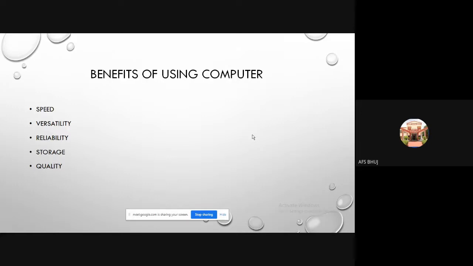And the next one is storage. We can store a large amount of data in a computer, so lots of information we can store. The next one is quality. By using a computer we can create high quality documents, high quality drawings, and high quality presentations. So it gives good quality information. So these are the benefits of using a computer.